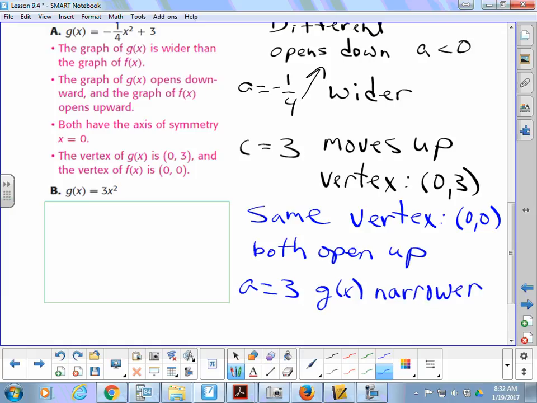So we're looking for the things that are the same and things that are different. Here the vertex is the same. They both open up. But g of x is going to be narrower because the absolute value of a is greater than 1.